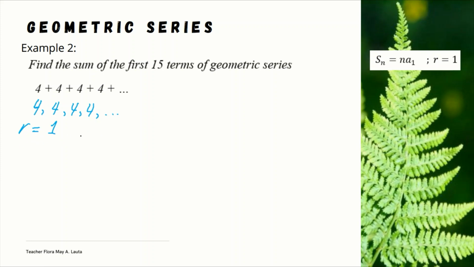So when r is equal to 1, we use this formula: S sub n is equal to n times the first term, a sub 1. We need the first 15 terms, so S sub 15 is equal to, n is 15, and our a sub 1 is 4. So that will be 15 times 4, which is equal to 60. Therefore, the sum of 15 terms of this geometric series is 60.